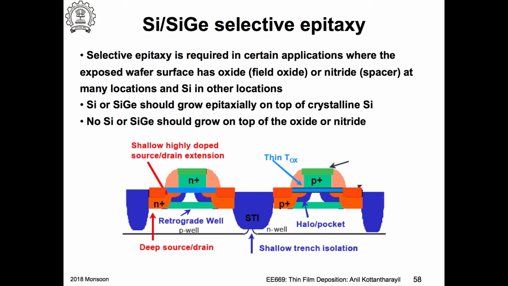But then I have a problem: the silicon is everywhere. It's not a selective deposition. Crystalline silicon is selectively deposited, so you can claim that, but silicon is everywhere. So how do we solve this problem? That is the selective epitaxy problem. Any way that you can think of, forget about all these things.